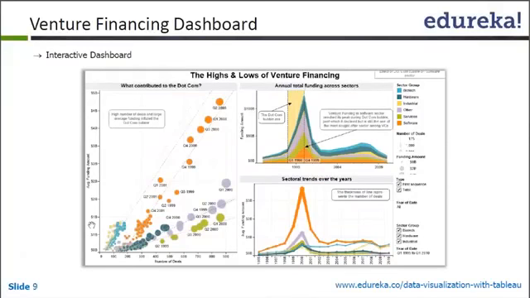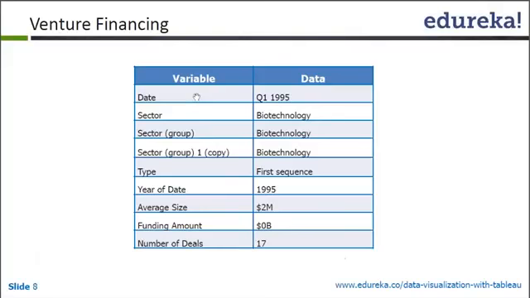So I have the date of the financing, when I was given the money, which sector it was: biotechnology, e-commerce, retail. What type of money it was: the first set of money, the second set, the final set of money, and so on and so forth. Year, average size, funding amount, and number of deals.